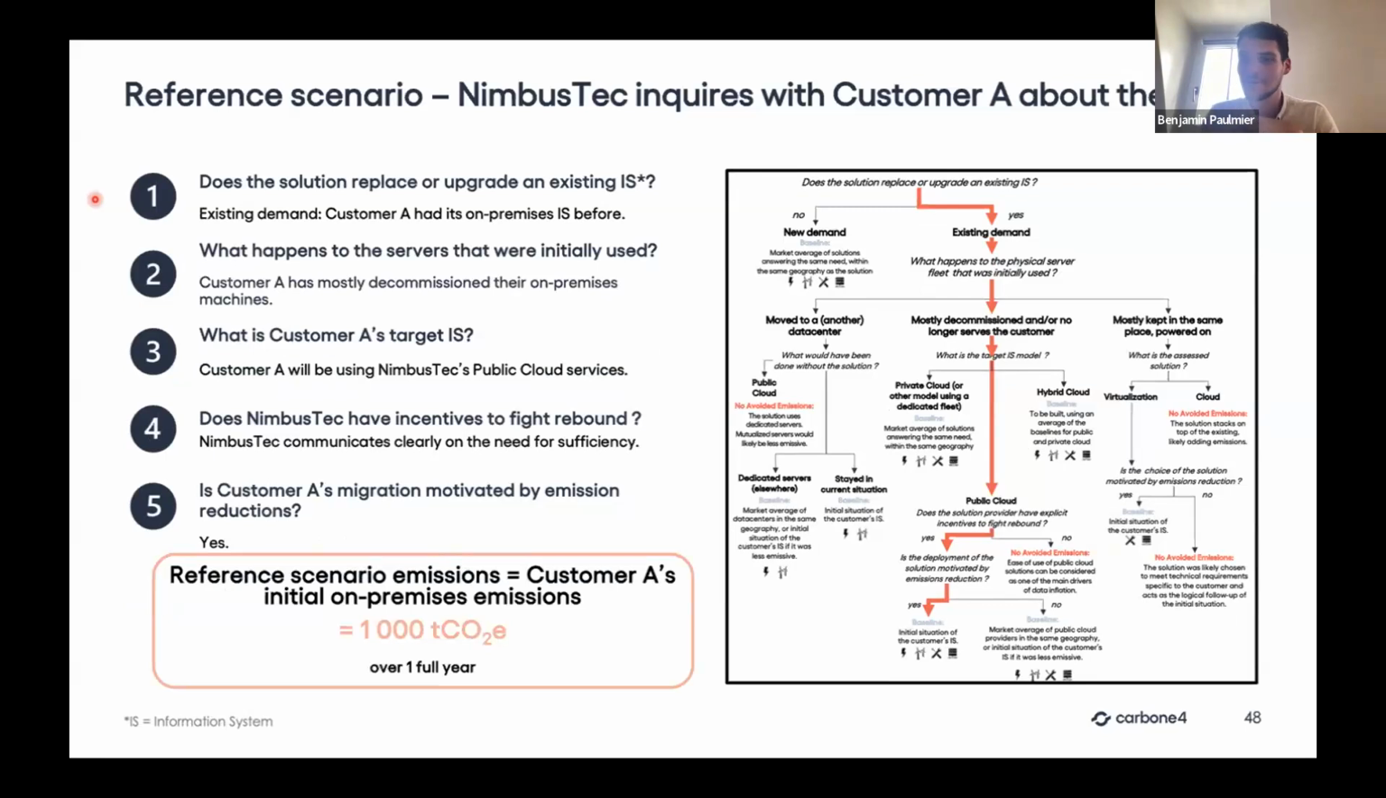They counted their number of servers, their electricity consumption on-premises, etc. And it amounted to 1,000 tons of CO2 over a full year. So these are our reference scenario emissions.